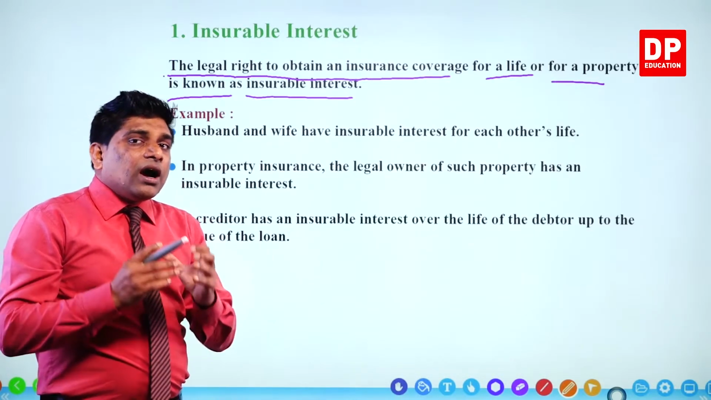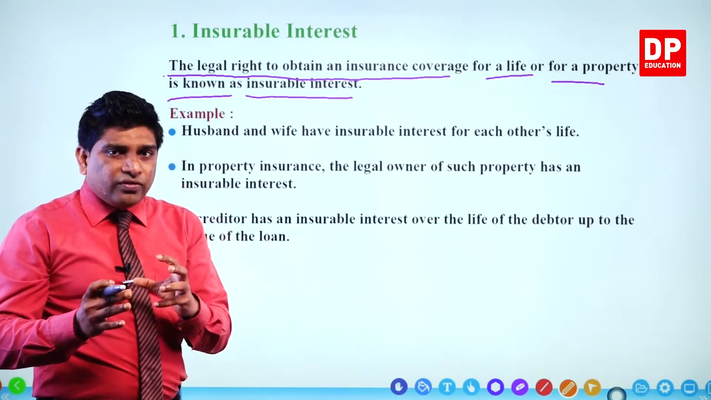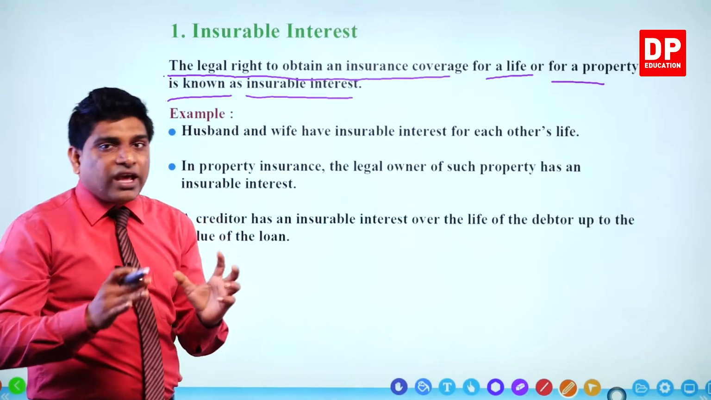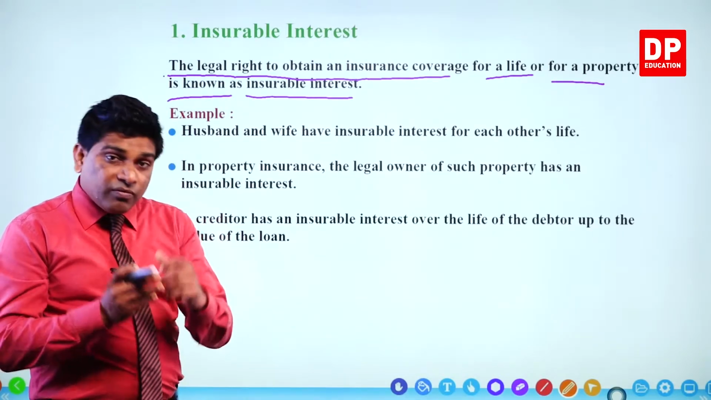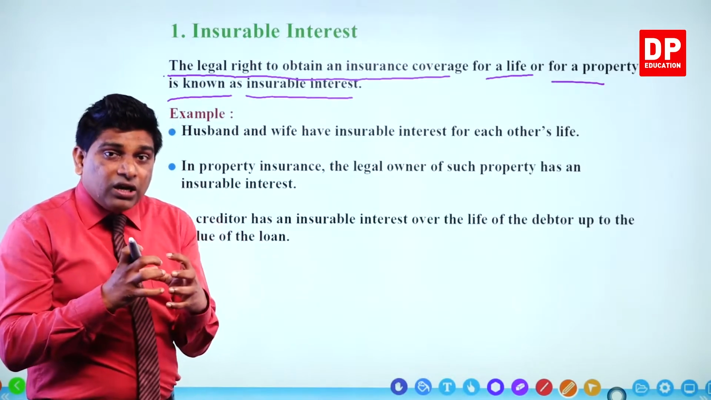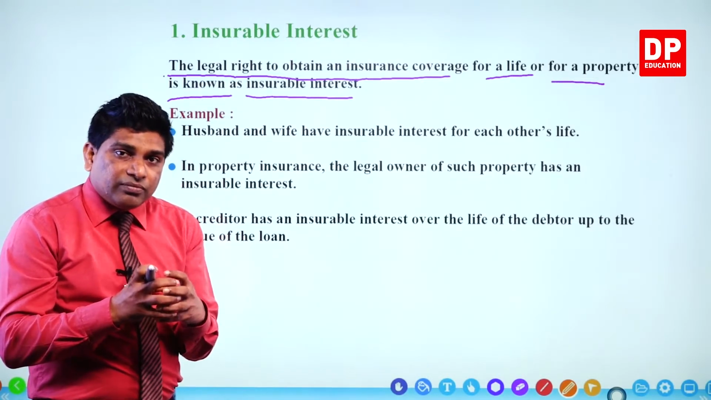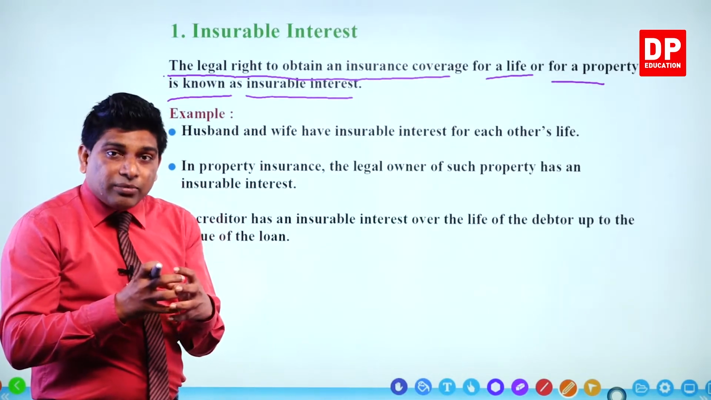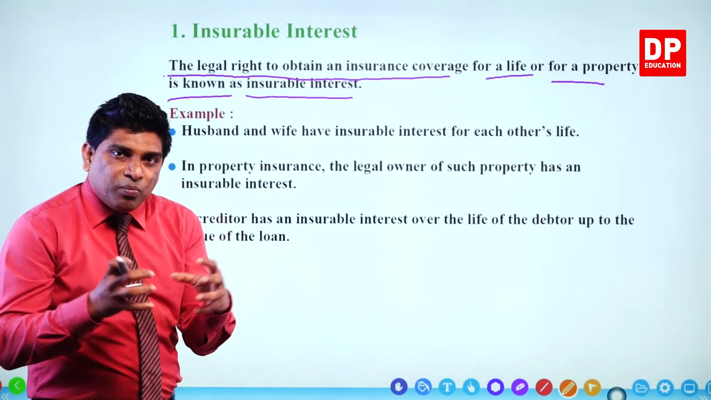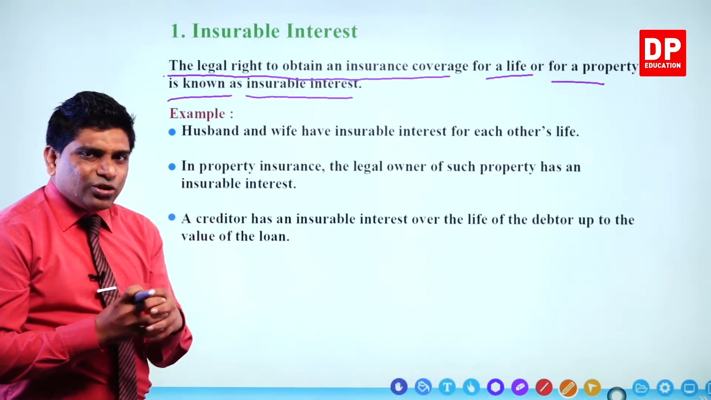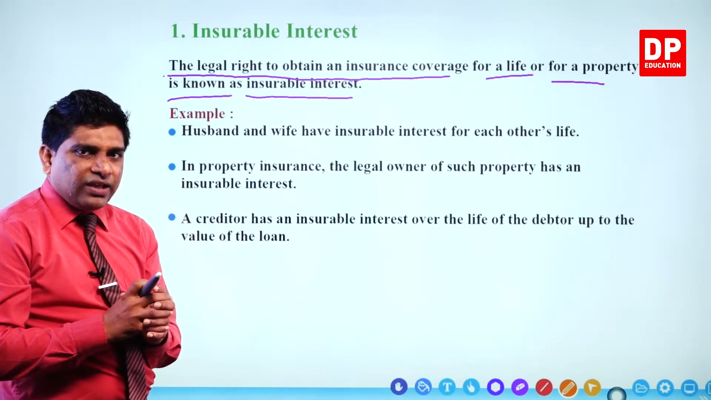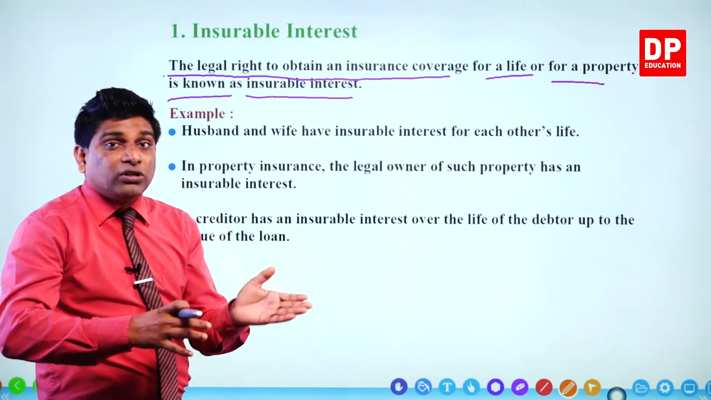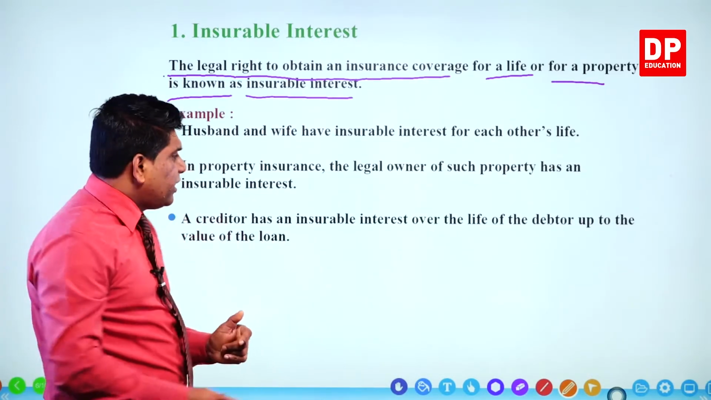Remember, husband and wife can get insurance policies for each other's lives. Why? They have a legal bond between them. They have an agreement, the marriage certificate. It's a legal bond, right? So they can get insurance policies for their life. Why? Because they have a legal right over their lives, right?